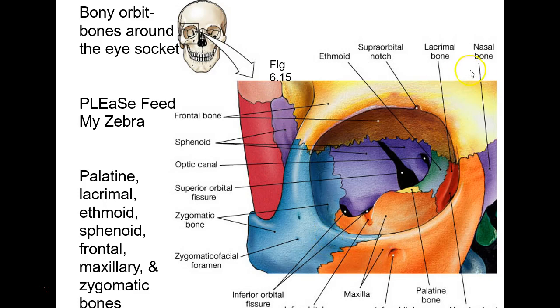And we left out frontal. Frontal in this gold, right? Maxilla we did here, orange, and zygomatic bone would be in the blue. That's your cheekbones. This is lateral. That's medial. Okay? So I could just ask it easily and go, name the 7 bones of the orbit. Right? Don't just write, please feed my zebra, although I may give you 1 point for knowing the same. But P is palatine, L is lacrimal, E is ethmoid, S is sphenoid, F is frontal, M is maxilla, and Z is the zygomatic bone. Okay, so those 7 bones make up the orbit.